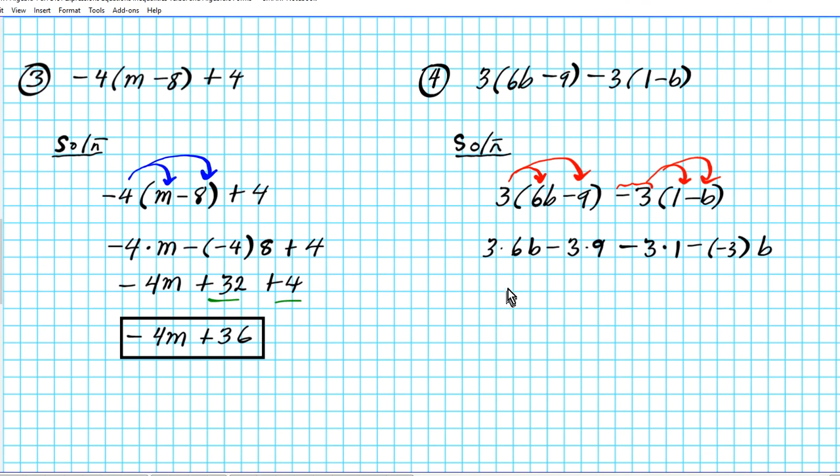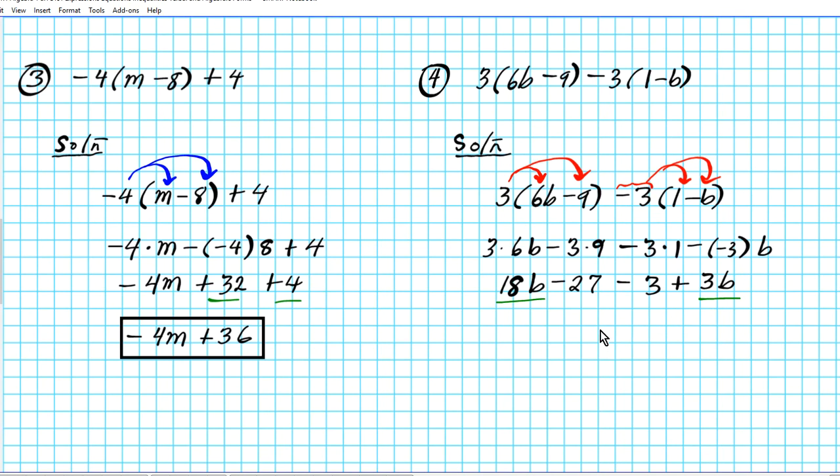3 times 6 is 18, so we have 18b. 3 times 9 is 27. Minus 3. Minus times minus is plus. 3 times b is 3b. Now, can we simplify? Absolutely, we can combine like terms. Okay? So 18b and 3b can be combined.